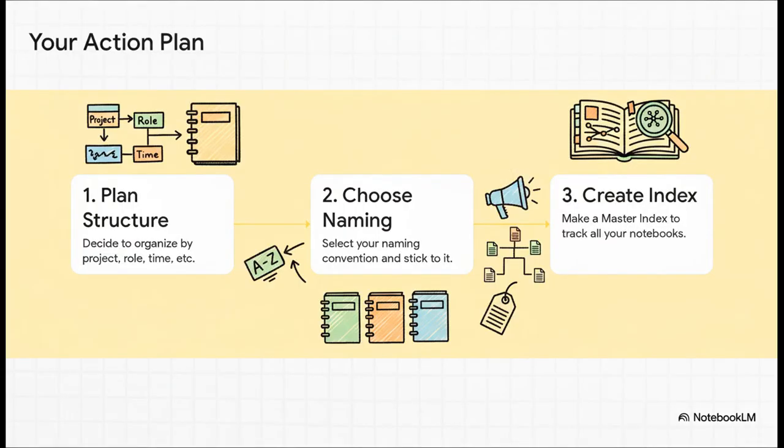Here's your action plan. It's super simple, just 3 steps. 1. Plan your structure. Just take a minute and decide how you want to organize things, by project, by role, whatever works for you. 2. Pick your naming convention and stick to it. And 3. Go ahead and create that master index notebook right now to start tracking everything.